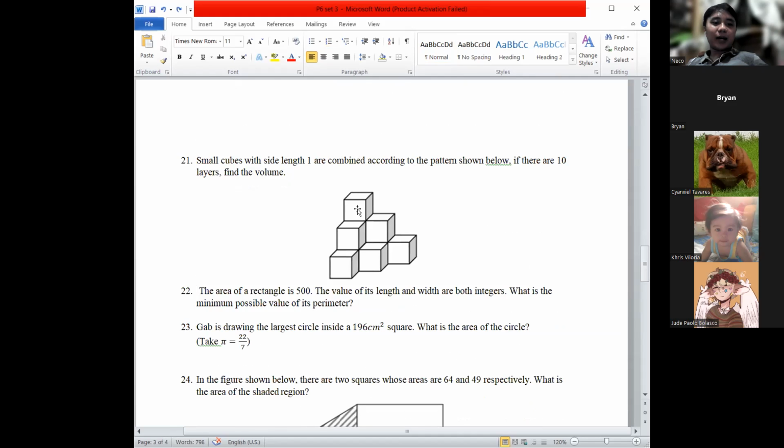Cubes with side length of 1 are combined in this pattern. So if you have 10 layers, meaning this one here has 3 layers, right? What if you have 10 of this? What is the volume? In other words, it's asking how many cubes you will have if it has 10 layers. You see here, it's 1 plus 3 plus 6 and so on, right? It's like you're doing 1 plus 1 plus 2 plus 1 plus 2 plus 3, and the next layer would be 1 plus 2 plus 3 plus 4 and so on.